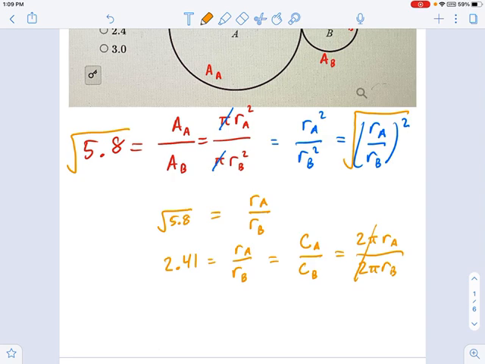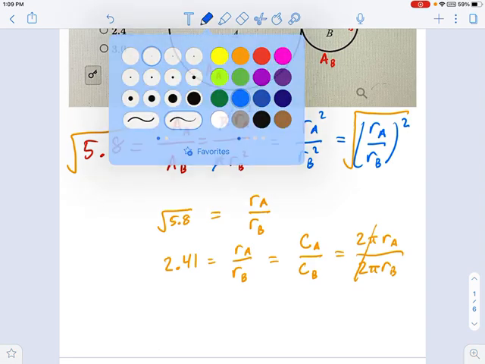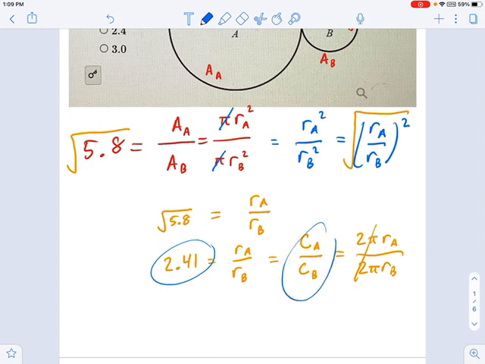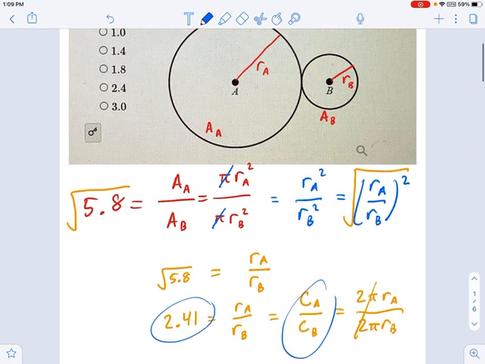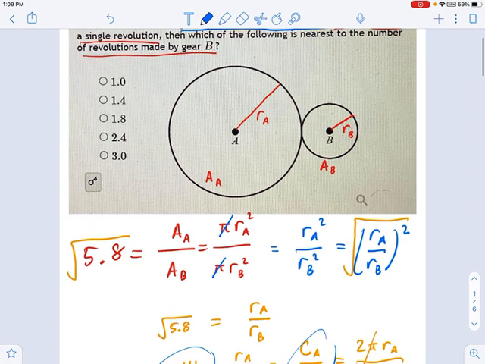So what I'm talking about here with this 2.41 is really just the ratio of the circumferences, which tells me how many times that smaller wheel is going to spin around. It's going to spin around 2.41 times because it has 2.41 times less length. So it needs to spin that many more times to make up the same distance.